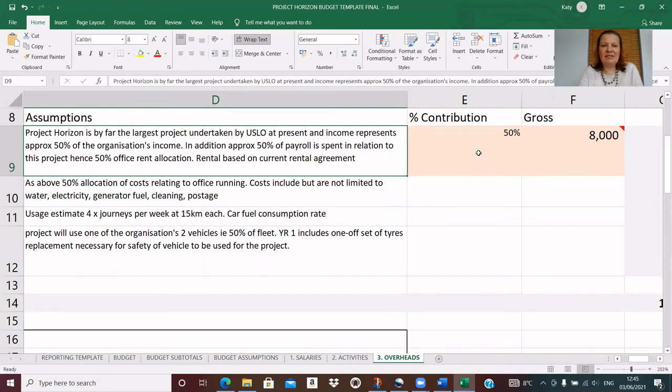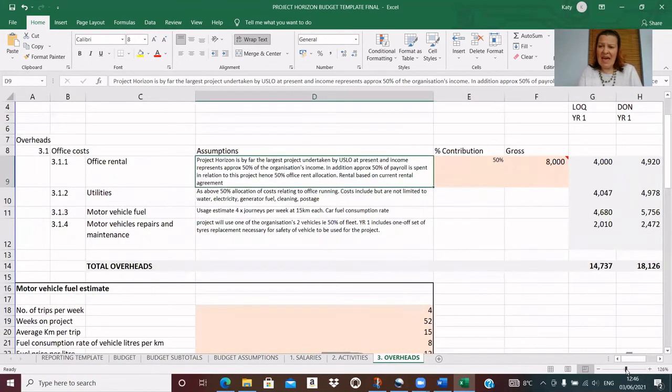And income represents 50% of the organisation's income. And in addition, approximately 50% of the payroll is spent in relation to this project, hence 50% office rent allocation, based on current rental agreement. So there I am giving a transparent justification for why I'm charging 50%. And that would be auditable by the auditors who could take our project income over total income or our project payroll costs over total payroll costs and see the approximation of the 50%.